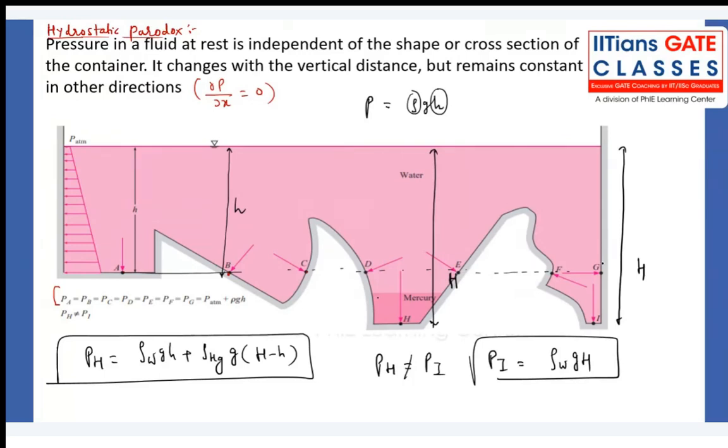That means for point H and point I, the total height remains the same, but still the pressure value is not the same, even though the shape of the container is different. Why? Because here you have water up to some height, then you have mercury, but here only water is there. But apart from these 2 points, when you consider points A, B, C, D, E, F and G, the pressure value is exactly equal to P atm plus rho gh. Yes or no, guys?